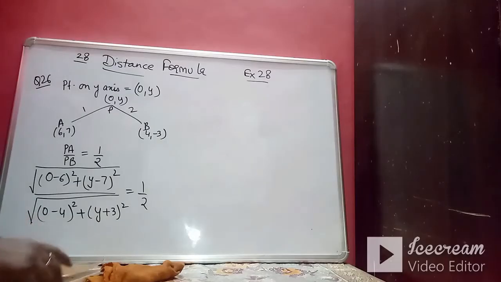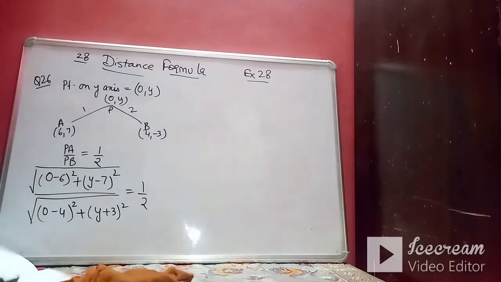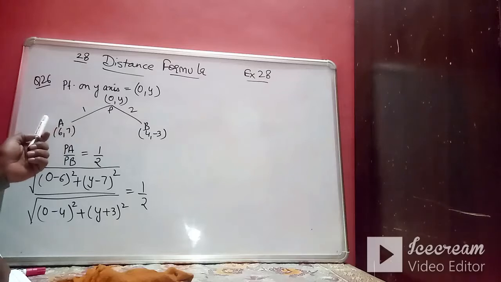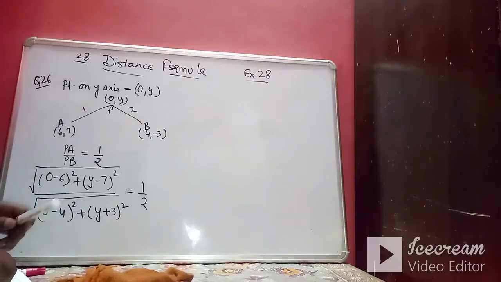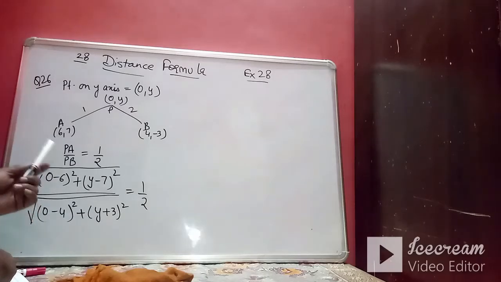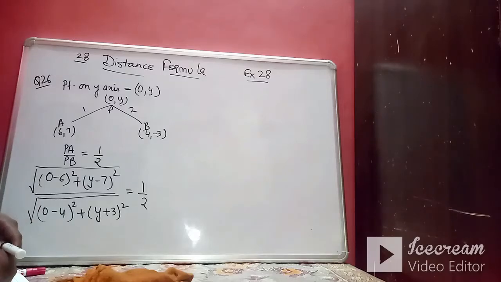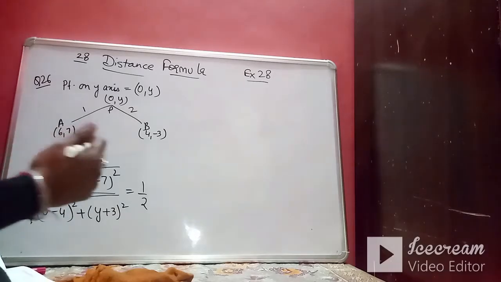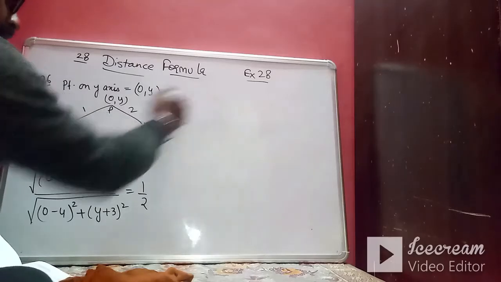Okay, let's see question number 26. In this it is given that there is a point on the y-axis whose distance from point A and from point B is in the ratio 1:2. So we have to find that point. What is given? PA upon PB is equal to 1/2. First we will find the value of PA using the distance formula, then the value of PB.